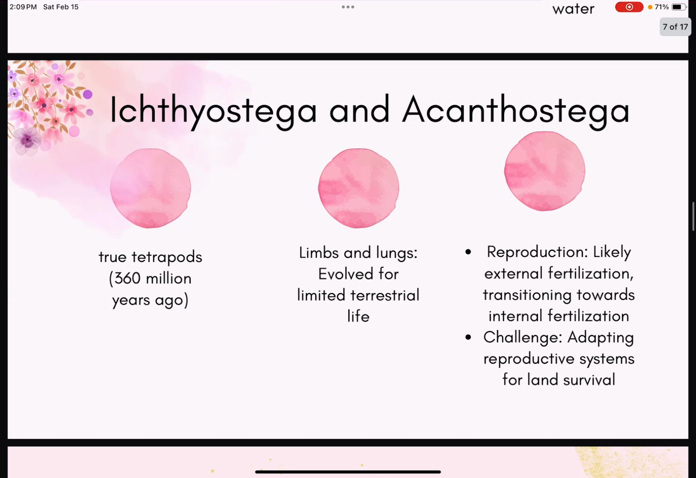Again, it's really hard for me to pronounce these words. Let's call them Ichthyostega and Acanthostega. Both are among the first true tetrapods, emerging about 360 million years ago, which is a very long time, right? These early land vertebrates represented a further step in the transition to land life.